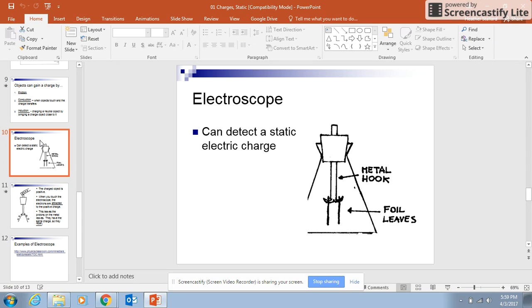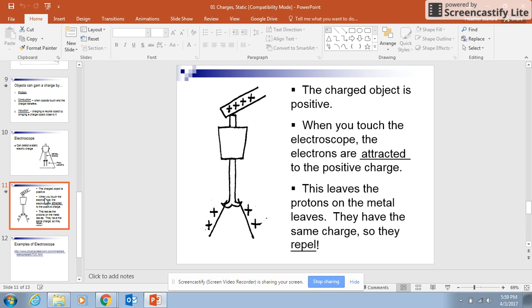All right, there's the electroscope. I do have an electroscope that I can show you in class one day. But the electroscope can detect a static electric charge. What happens is you have these metal leaves at the bottom, and then it's got just some type of metal hook to it. And we could take a balloon that maybe we charged up by rubbing it against our hair. If we bring a charged object close to that electroscope, as in this diagram, then we know that the positive charges are going to be attracted to the negative charges inside this electroscope.